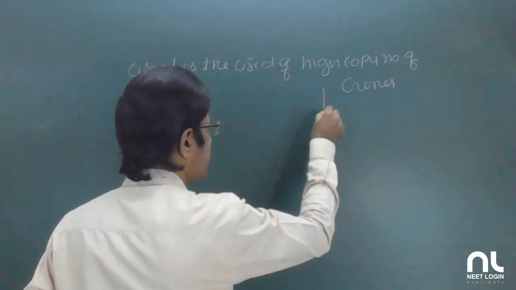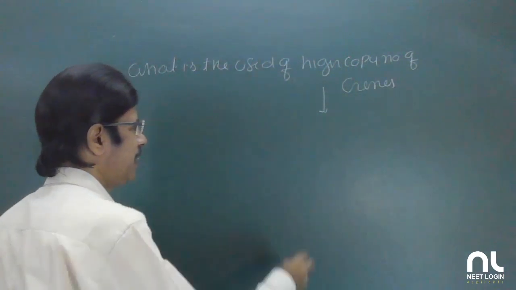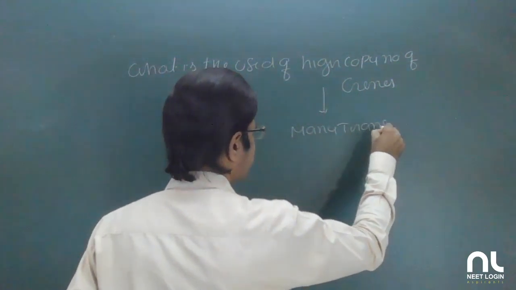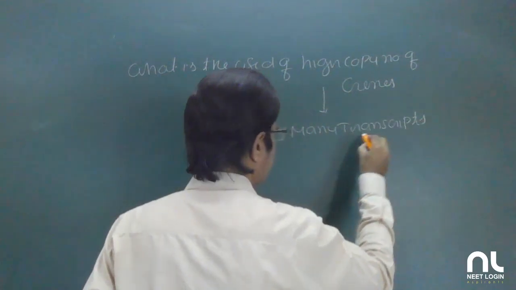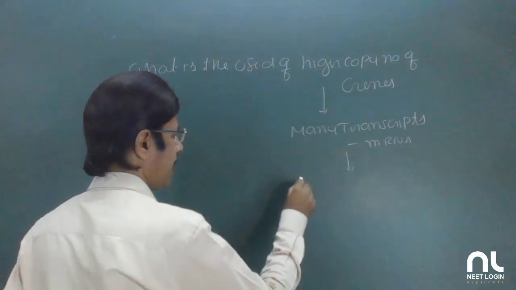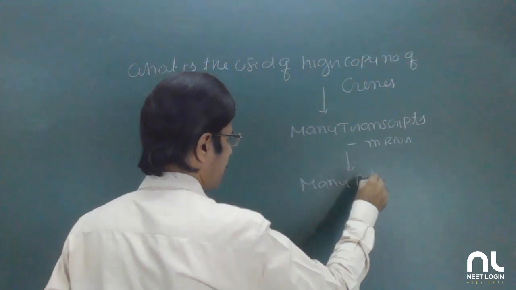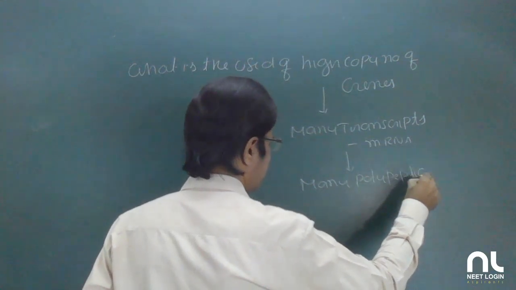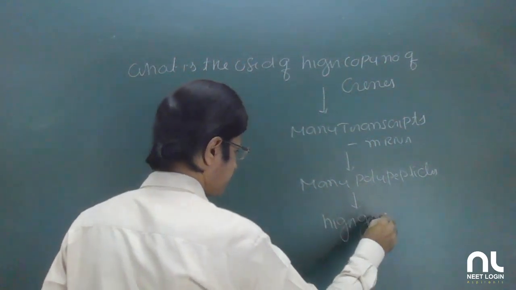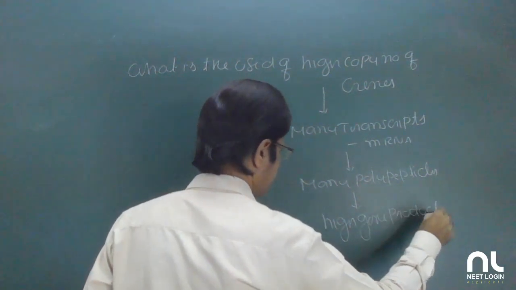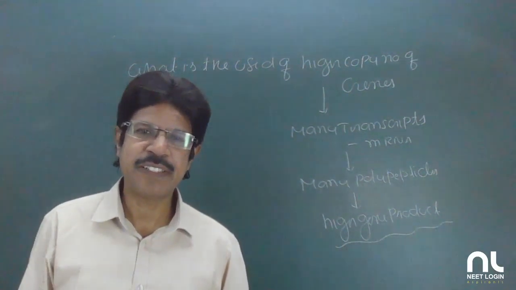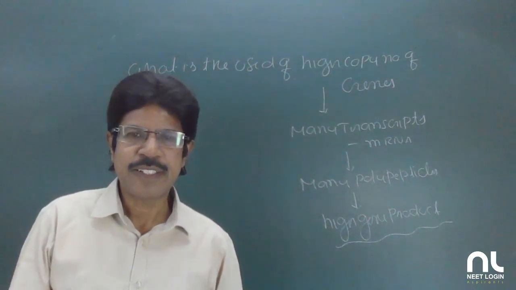High copy number of the genes means many transcripts, that is mRNA. Many polypeptides and high gene product. That's why you prefer high copy number of the inserted gene.